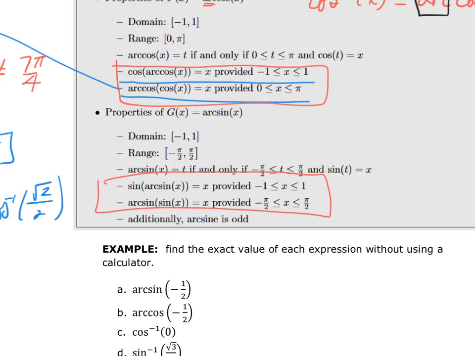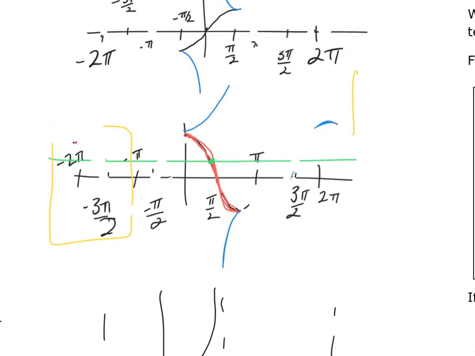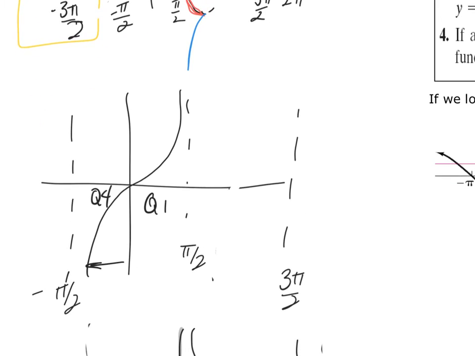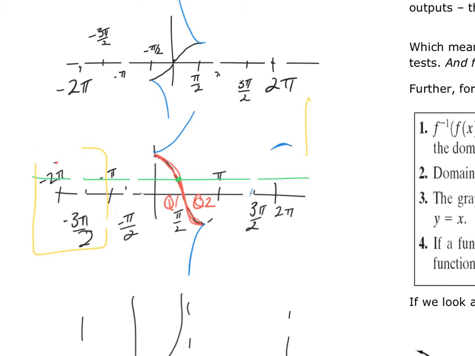Yes? Why do you only get to be in quadrant 1 and 2? So the question is, why do we only have to be in quadrant 1 and 2? You all told me up here I have to cut it between 0 and pi. So that means I'm in quadrant 1 and quadrant 2 only. That's why. That holds true for all. So I have to pay attention to where I'm standing.